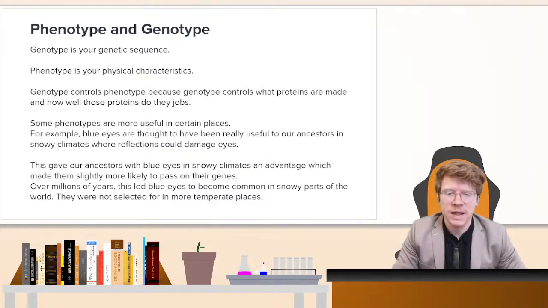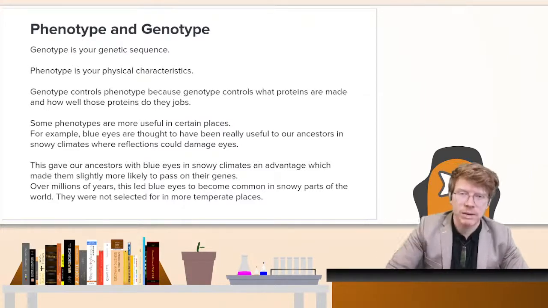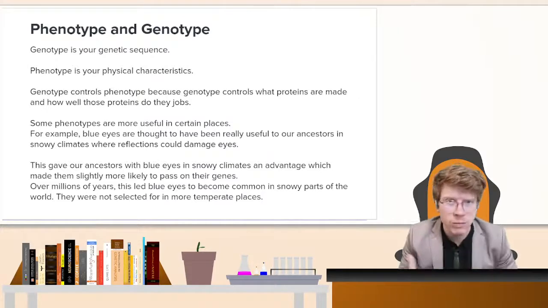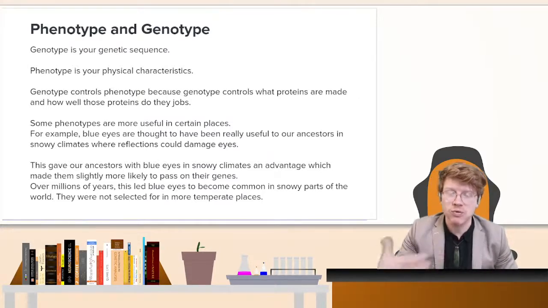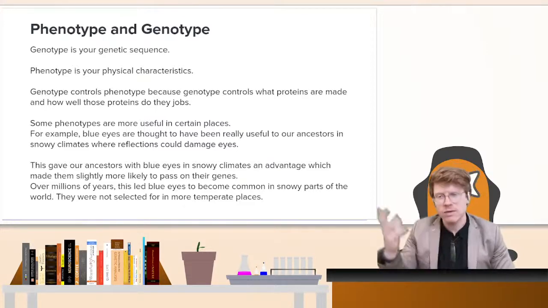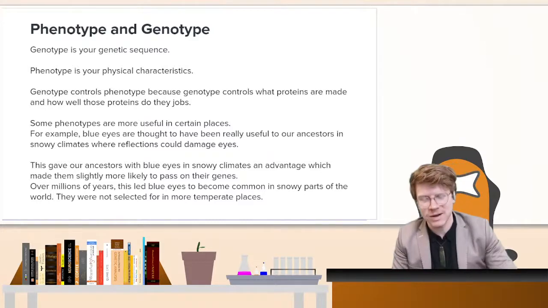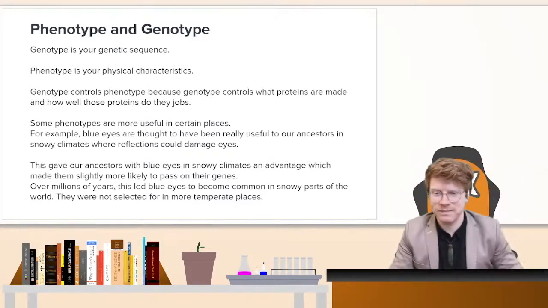Now, over time, what that meant is that after millions of years, those populations gradually developed more and more blue eyes. Now, that trait was not selected for in more temperate places, which is why some different populations around the world have different proportions of the population that have blue eyes and brown eyes. It is much more complex than that in real life, but in general, certain traits can be selected for, and this kind of introduces us to this idea of evolution, which we talk about more in Level 2 biology. So you can stick around for that if you're interested.